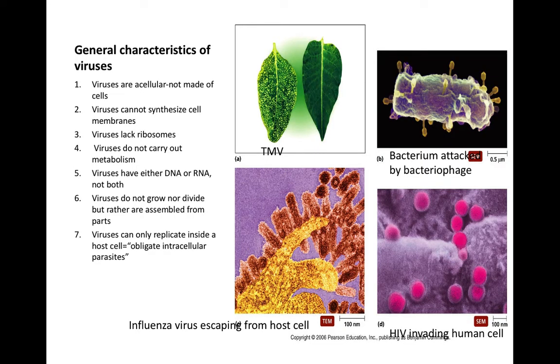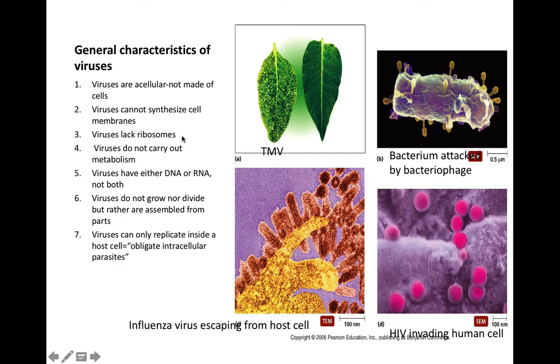So here are some, but not all, of the general characteristics of viruses. A lot of this you guys already know. So first of all, you want to remember viruses are acellular. They're not made of cells. And a really important question you might recall that we ask when we're trying to classify a microbe is, can the microbe synthesize a cell membrane? And if the answer is no, it can't synthesize a cell membrane, right off the bat, we know it's acellular. So viruses can't synthesize cell membranes.